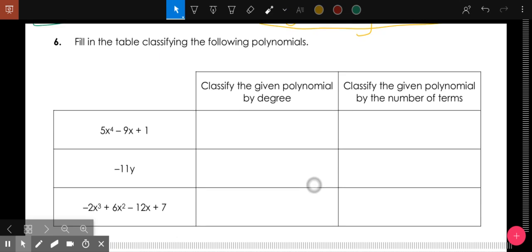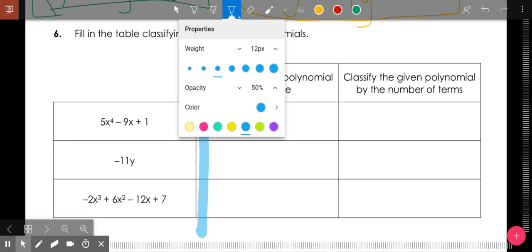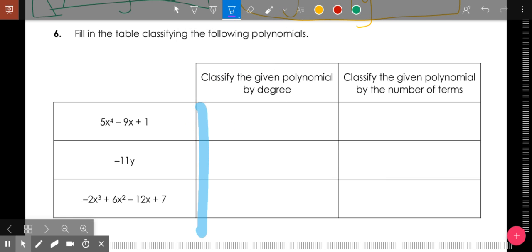Next, fill in the table by classifying the type of polynomial. So the first column, this whole column, we're classifying by degree. So that's our constant, linear, quadratic, cubic, quartic. And then on this column, we're classifying by number of terms. So your monomial, binomial, trinomial, and polynomial.